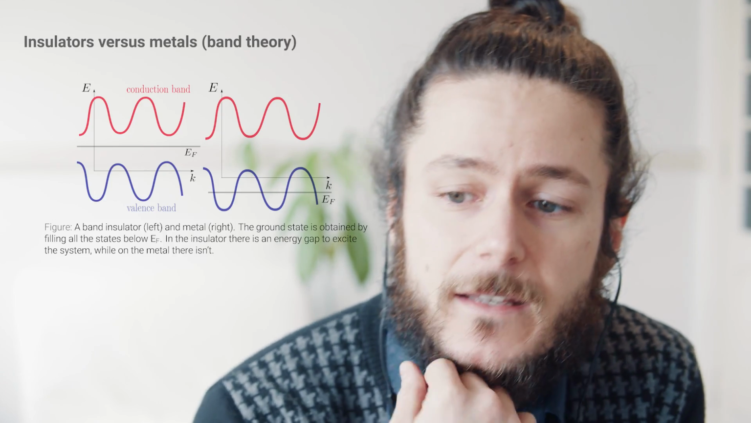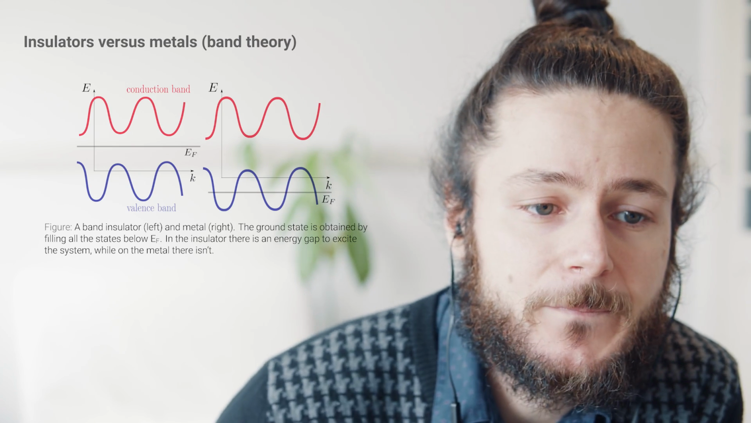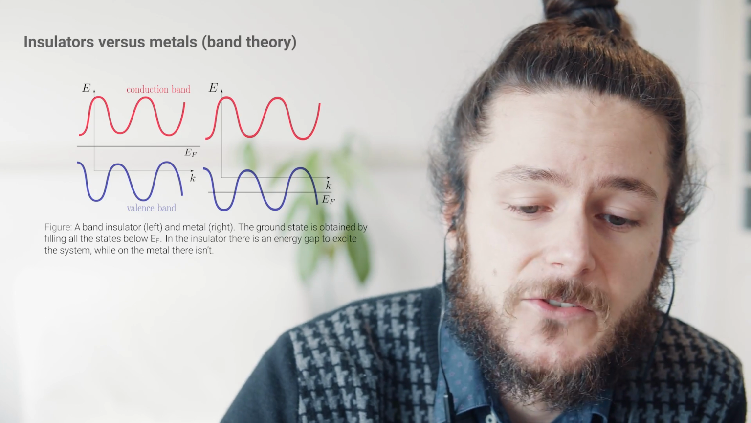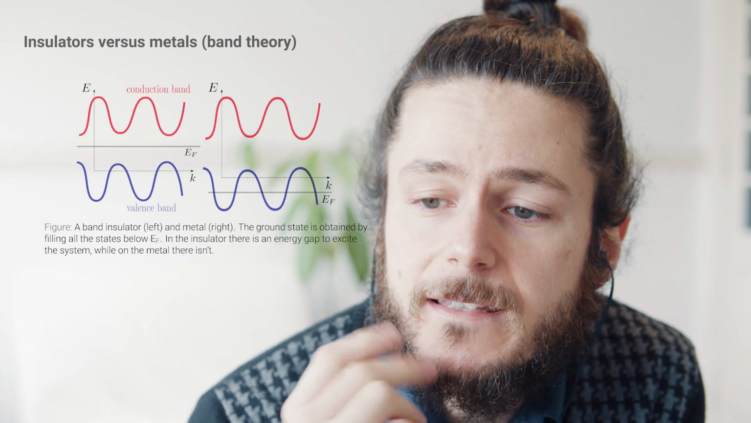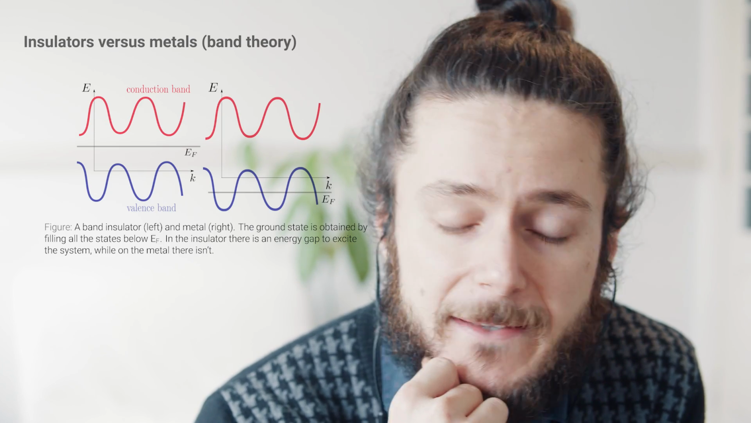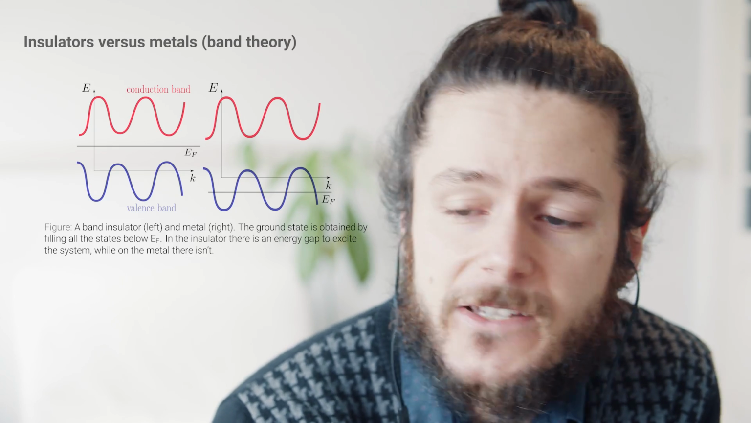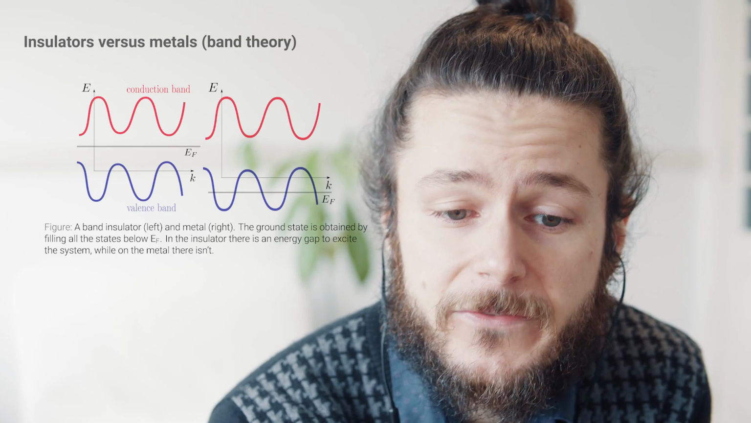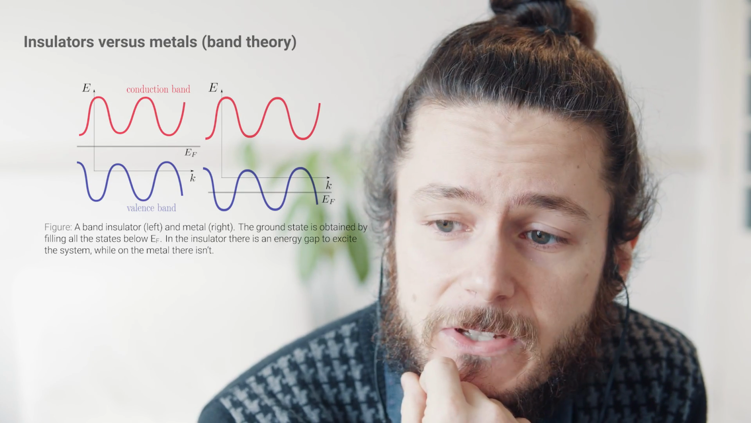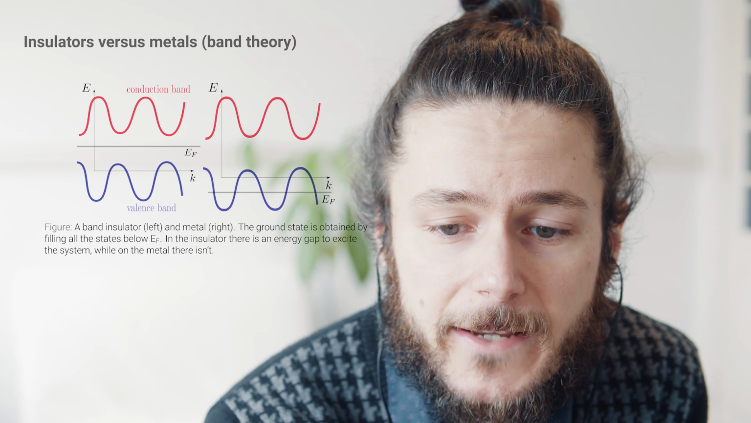So, insulators and metals. Here is an illustration of what in band theory insulators and metals look like. On the left, for simplicity, I took an example with two bands. So you have energy as a function of momentum, and since we're talking about fermions, you have a Fermi level, which I denote by EF. And then the difference goes as follows. On the left, you have an insulator, and on the right, you have a metal.